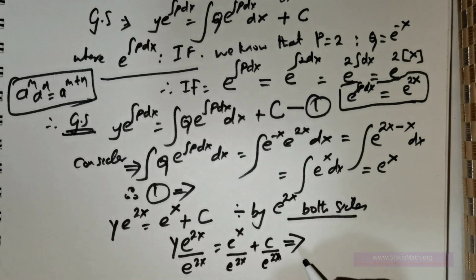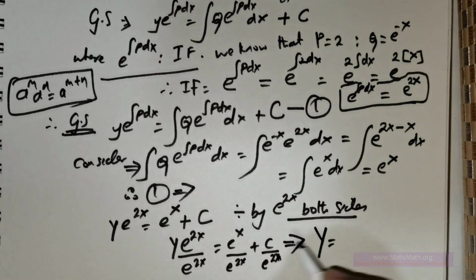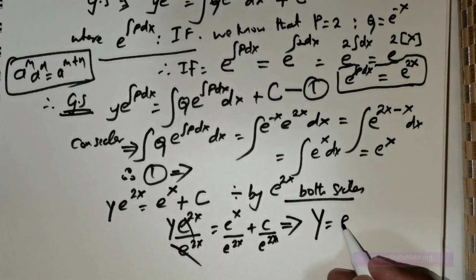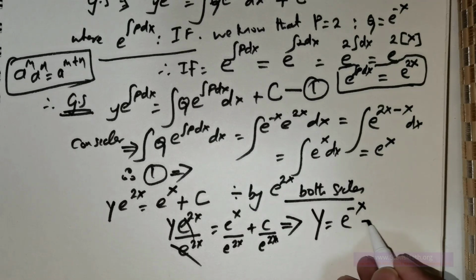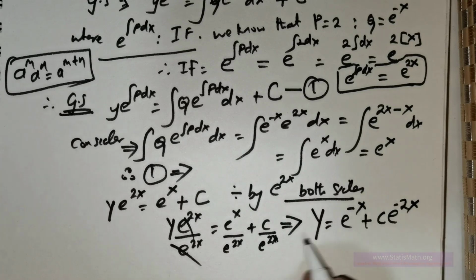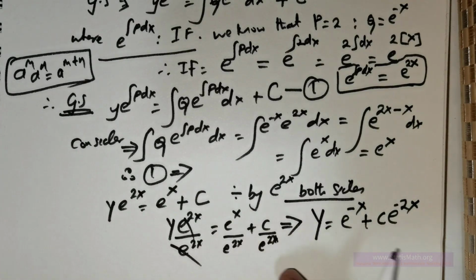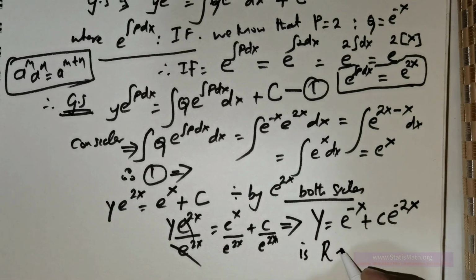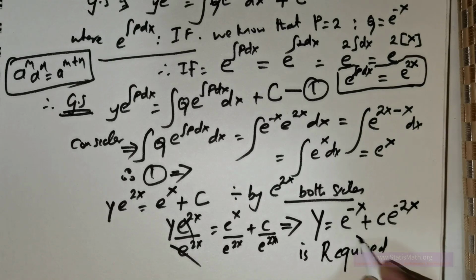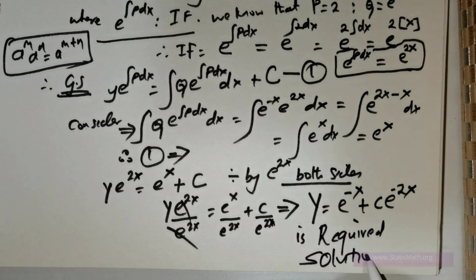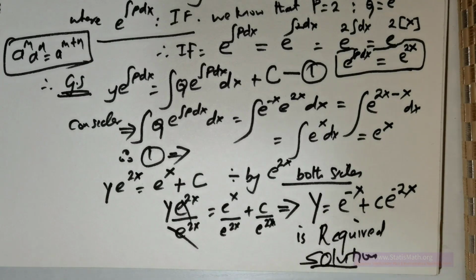Now this can be rewritten as y = e^(-x) + c·e^(-2x), since the quantity cancels and the positive exponent becomes a negative exponent when it moves to the numerator. So this is the required solution, and this is the best way to write the solution. This completes the solution to this question.